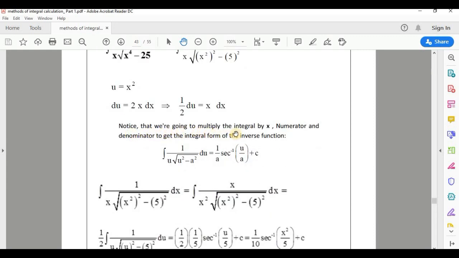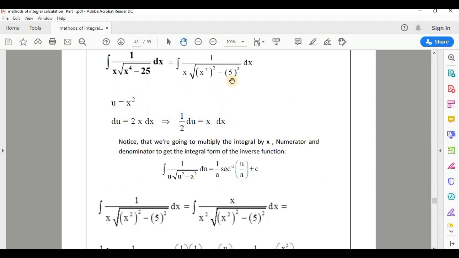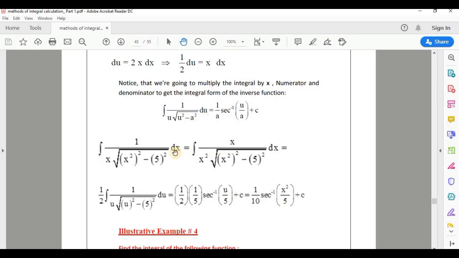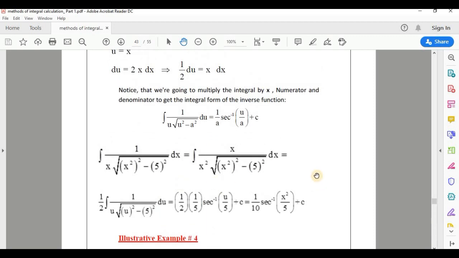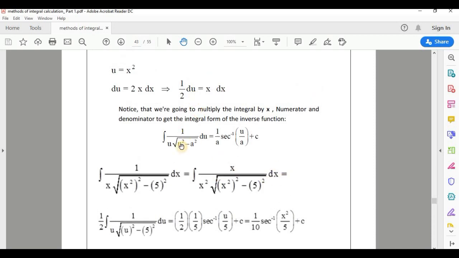Notice that we are going to multiply the integral by x in the numerator and denominator to get the integral form of the inverse function. The result of this form of integral will be inverse sec. So we have this integral, we will multiply by x in the numerator and denominator. We will have this result. After multiplying x in numerator and denominator, the fourth step, we will substitute the value in terms of u. So x dx will be equal to half du.